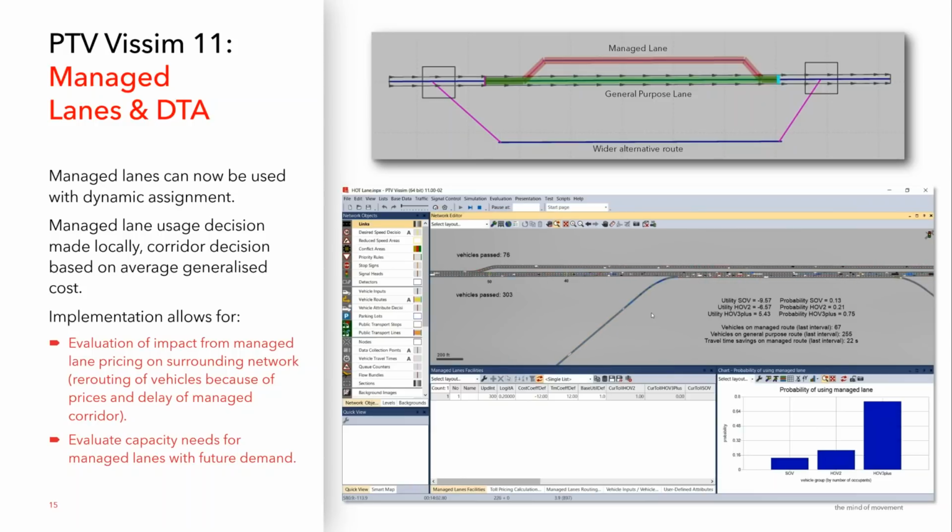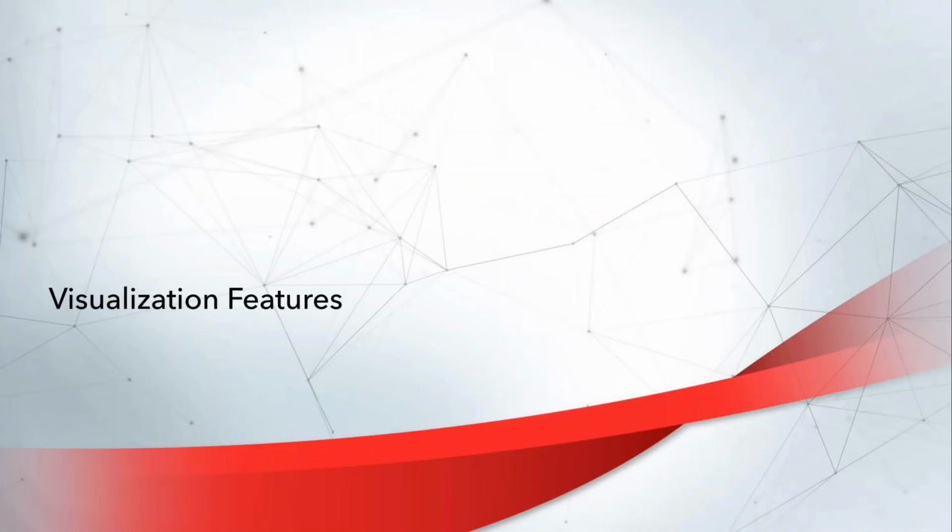So this allows us then to evaluate the capacity of managed lanes for future demand, but also evaluate the impact of potentially changes to managed lane pricing on the surrounding network, some of the sensitivities of vehicles maybe reallocating from that managed lane corridor onto wider alternative routes as well. So something for those of you who do a lot of managed lane modelling and toll modelling, being able to assess a wider area and wider network is something you can do with Vissim 11.